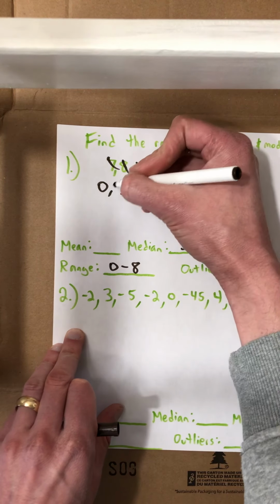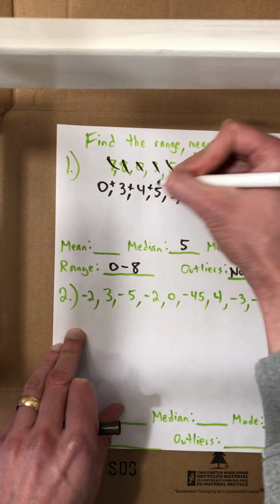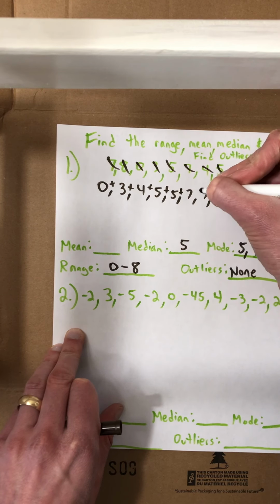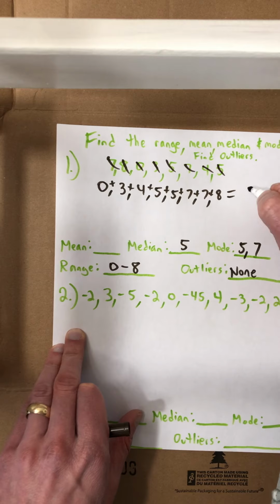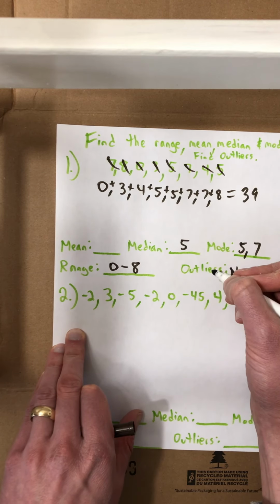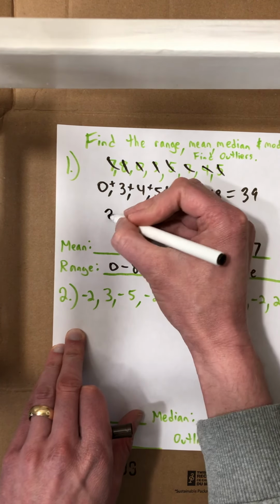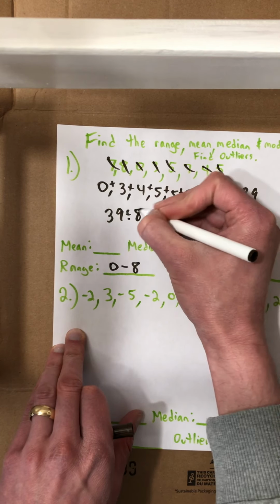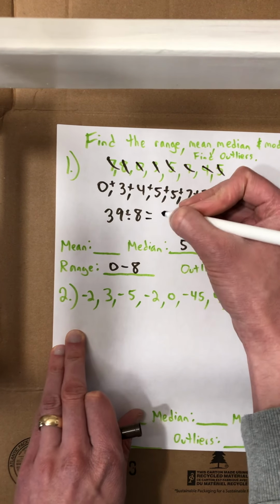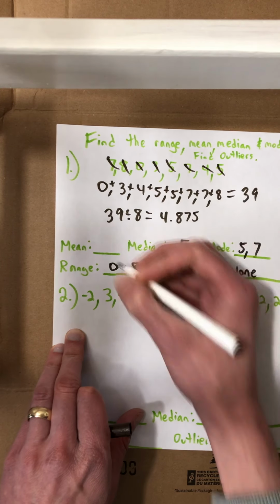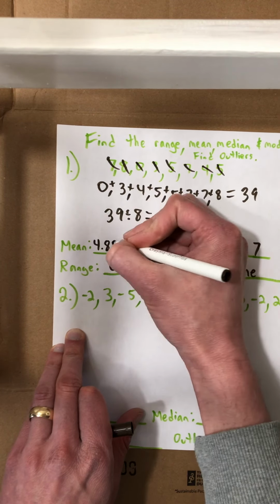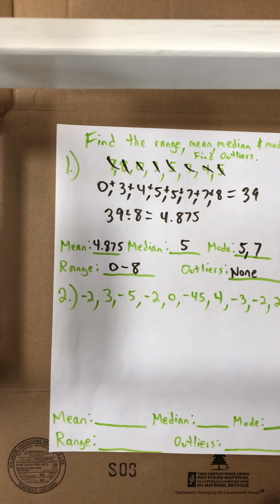So let's imagine that we're going to add up all of these numbers. Let's add them all up. We get an answer of 39. There are 8 numbers, so we can do 39 divided by 8. That gives us an answer of 4.875, and so that is our mean average, 4.875. So just like that, we got all those things done for that set of data.